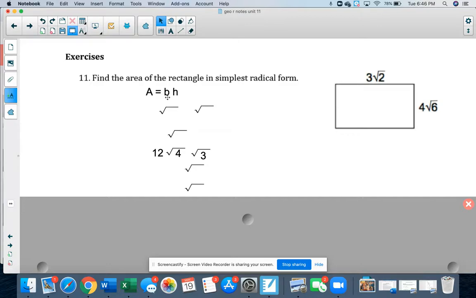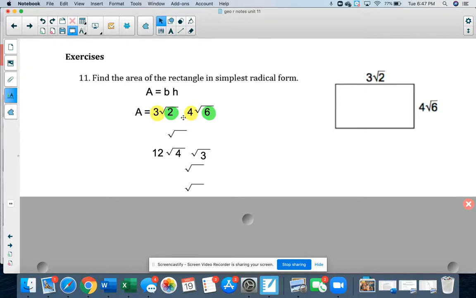So area of a rectangle is base times height. So basically, I'm going to take that 3 radical 2 and I'm going to multiply it by the 4 radical 6. Okay, area of a rectangle is just length times width or base times height. So I'm multiplying the base times the height. Now think back to the rule. When you're multiplying, you multiply the numbers, the coefficients. So those coefficients get multiplied, and then you multiply the number under the radical.